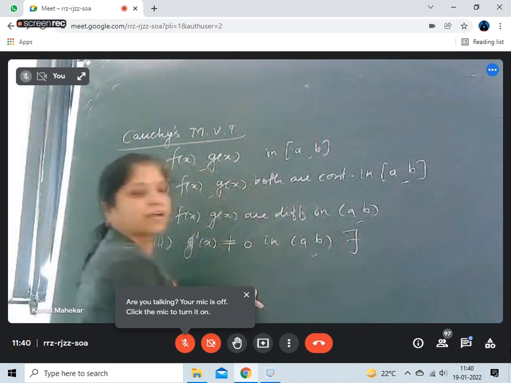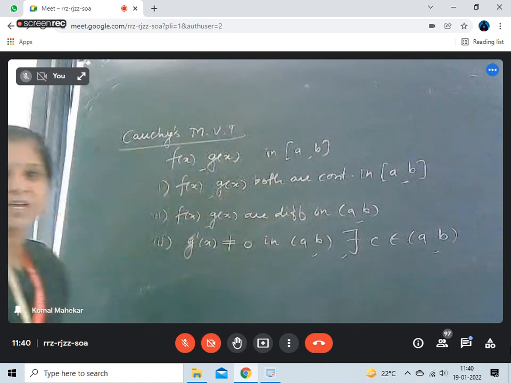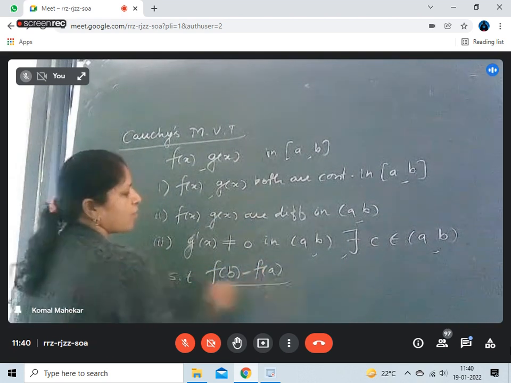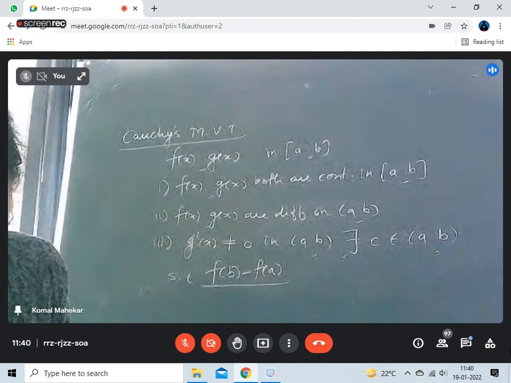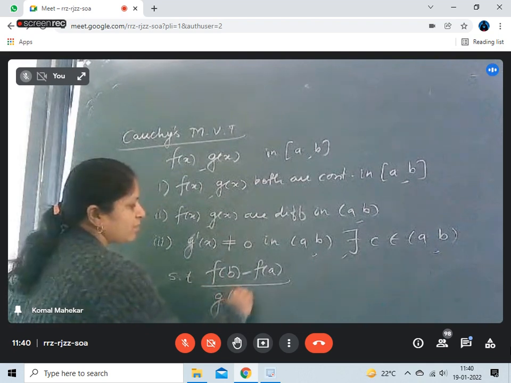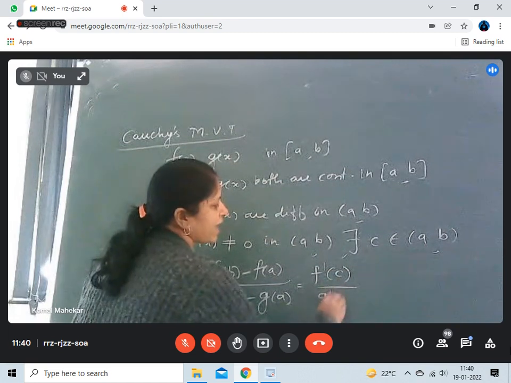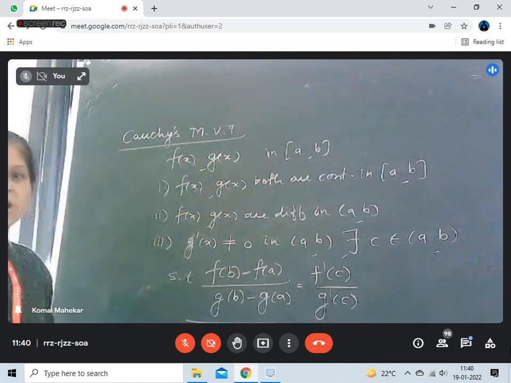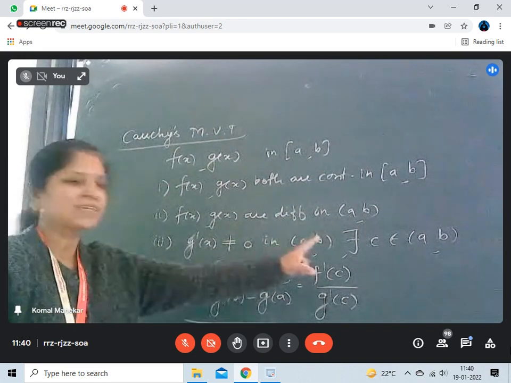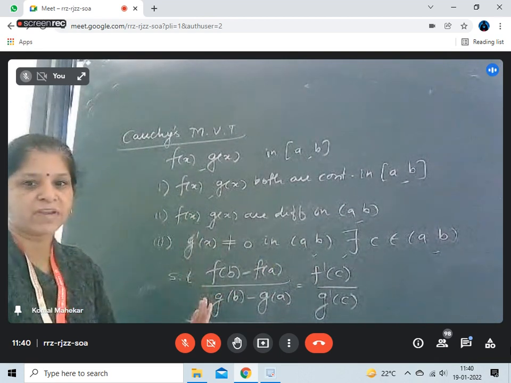Then there exists at least one point c belonging to the open interval (a, b) such that (f(b) minus f(a)) upon (g(b) minus g(a)) is equal to f'(c) upon g'(c). So if you solve this equation, you will get some value of c that must lie in the interval a to b. Then Cauchy's mean value theorem will be verified.